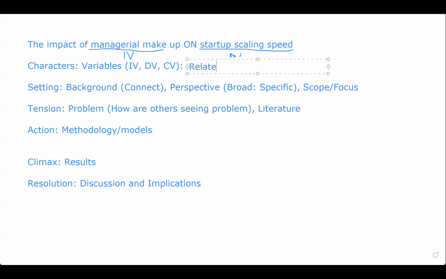Relation. And then of course, how do they evolve with time? This is one way we can try to tell the story. So I don't know how the impact of managerial makeup affects or what we mean by how does a decision-making process, does it make it faster or does it make it slower?